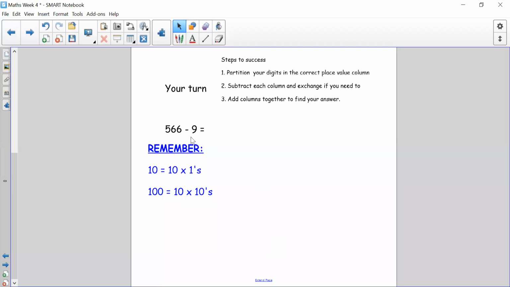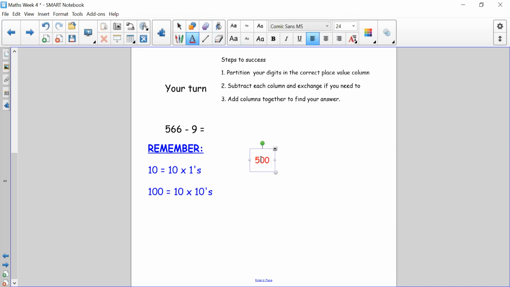Okay, let's have a look and see how you got on. So our first step is that we need to partition our digits. So we're going to start with 566. So we're going to do 500 for our hundreds, 60 for our tens, and 6 for our ones.